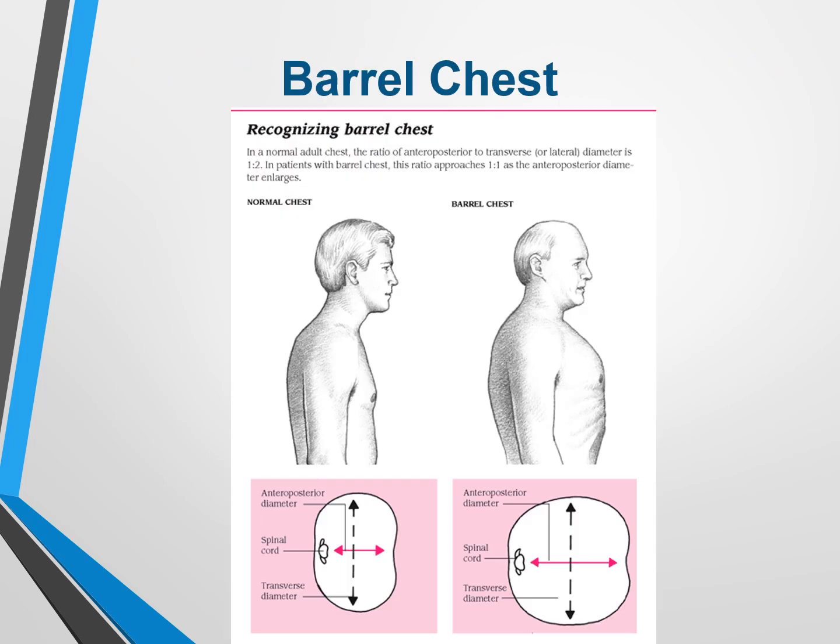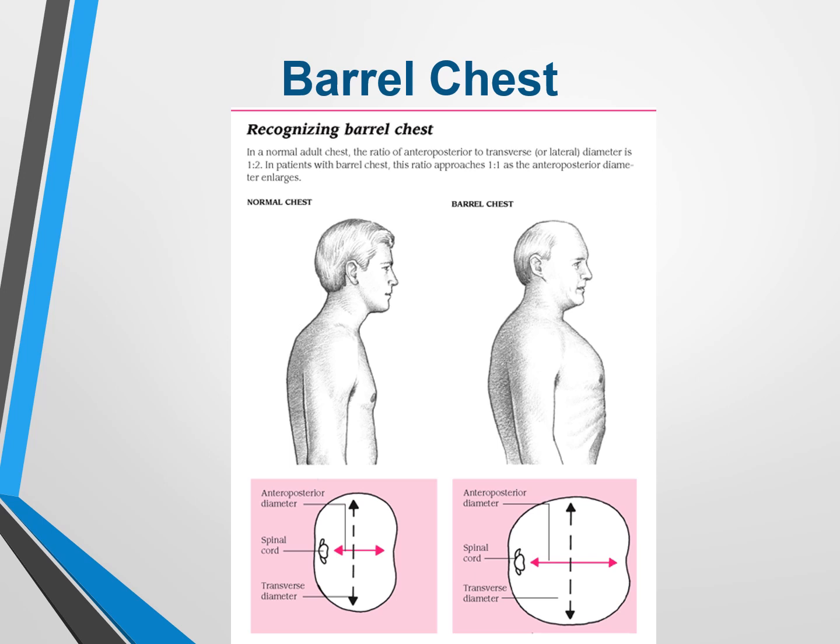Barrel chest also refers to an increase in the anterior-posterior diameter of the chest wall, resembling the shape of a barrel, most often associated with emphysema. Most often you'll notice the sign in patients diagnosed with COPD, also known as chronic obstructive pulmonary disease.